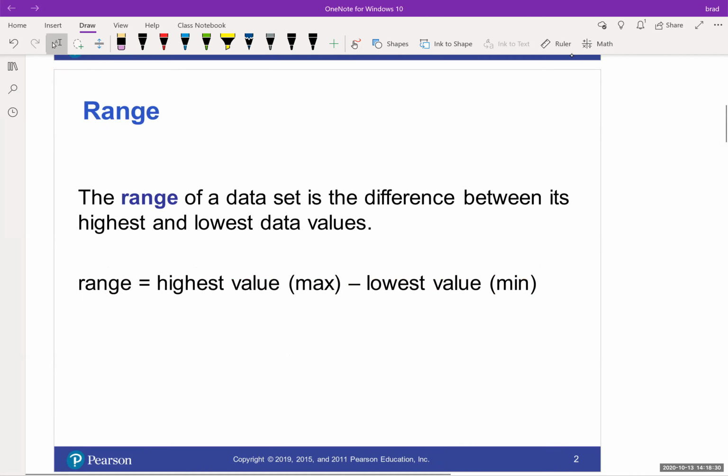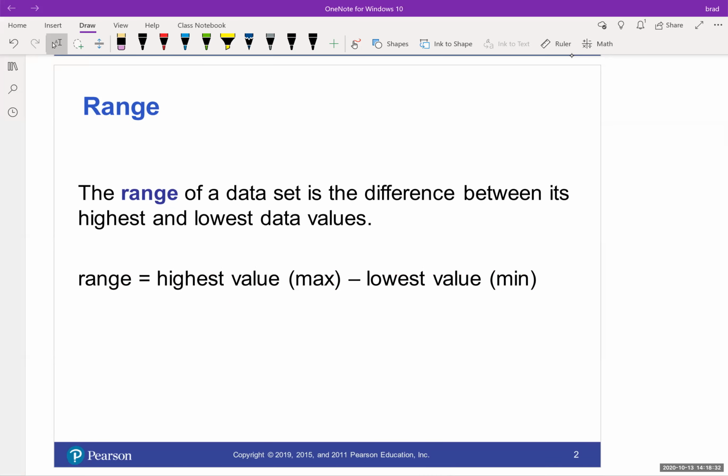One of the first things we're going to talk about is the range of a data set. The range of a data set is the difference between its highest and lowest data value. So all you have to do to find the range is take whatever the biggest data value is, then take whatever the smallest data value is, and subtract them. And that's all there is to it. It's really not that bad.